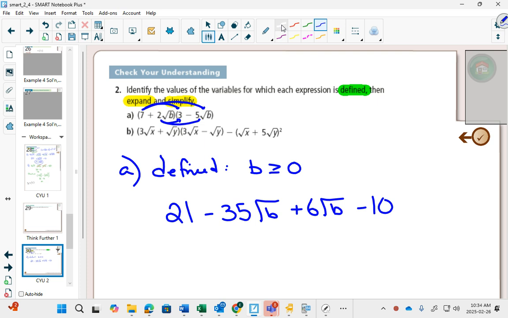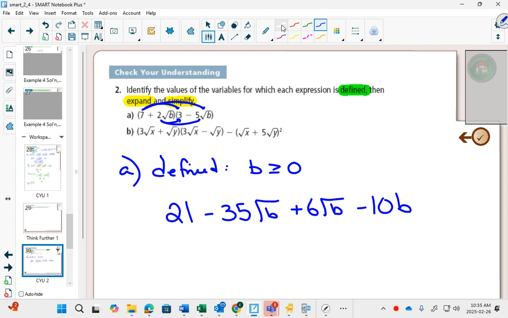And root b times root b would be root b squared, which would normally be the absolute value of b. But since we've already defined b to be positive, we can just write b. Whew. That little detail of the absolute value kind of makes you think.